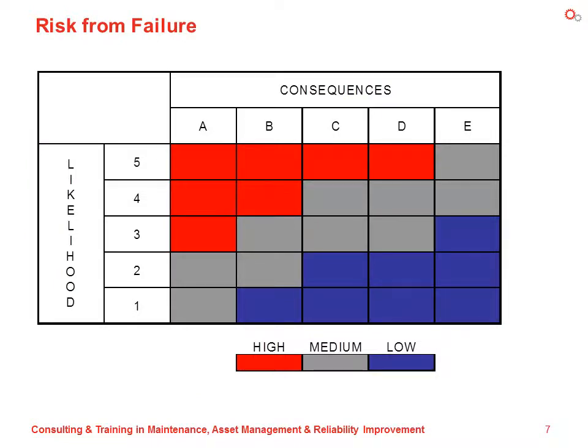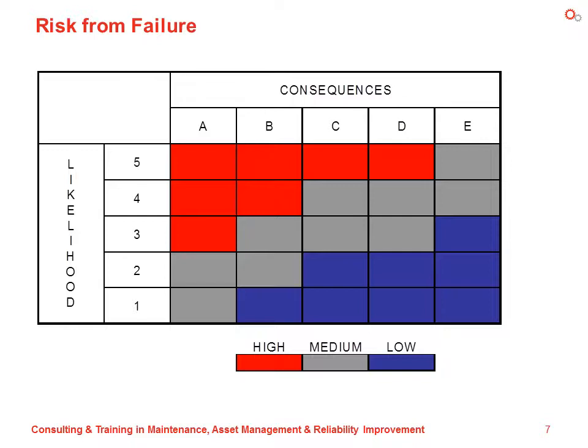Risk from failure is the last factor we need to consider for our maintenance strategy. In low-risk situations, run-to-failure may be appropriate, but in higher-risk situations, some form of proactive approach will be needed, with the type being guided by the failure pattern of the failure mode itself.